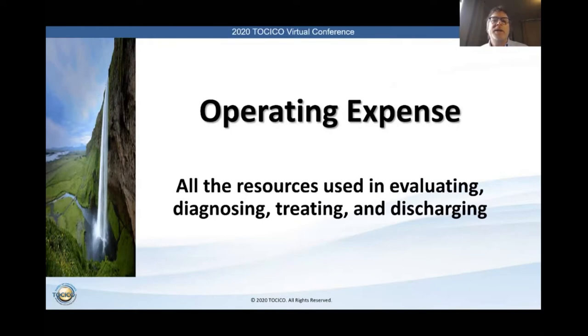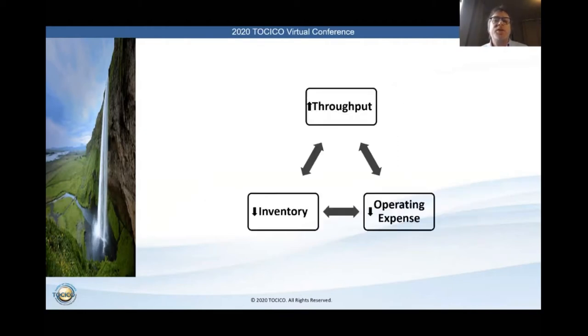And operating expense is all the resources used in evaluating and treating a patient. It's the money we use to pay nurses and technicians, utility bills, the maintenance for the MRIs and CT scanners. Operating expense is the cost of running a hospital or clinic or emergency department. And just like in other domains, we want to make improvements that will increase throughput, decrease inventory, and decrease operating expense.